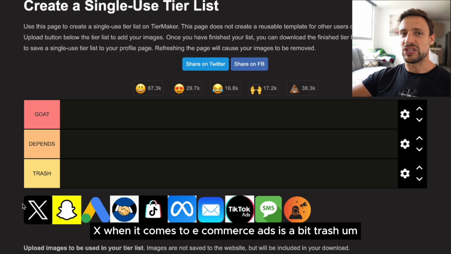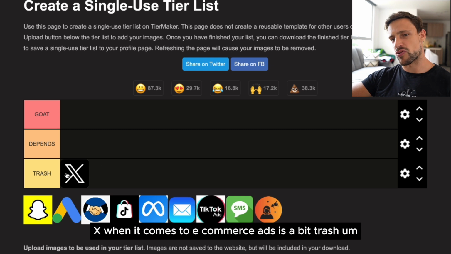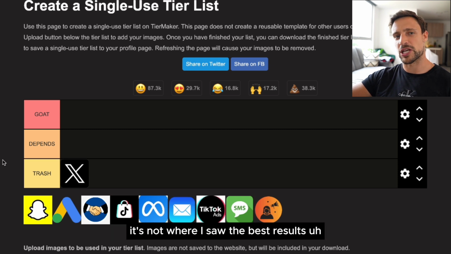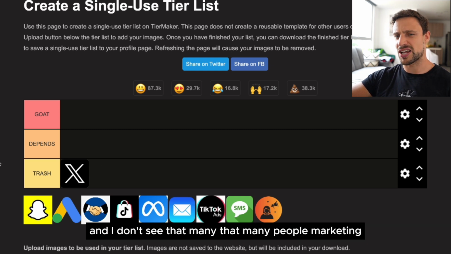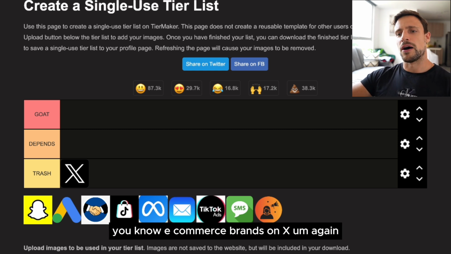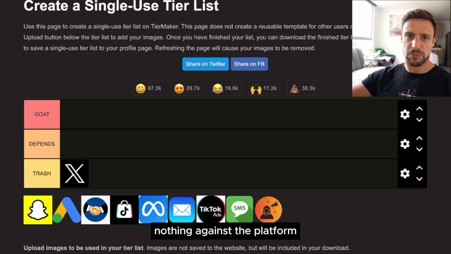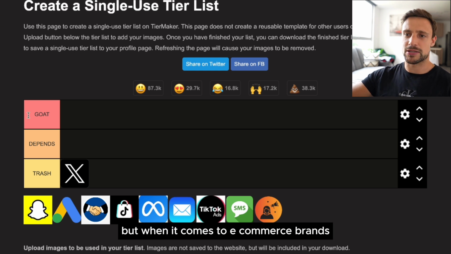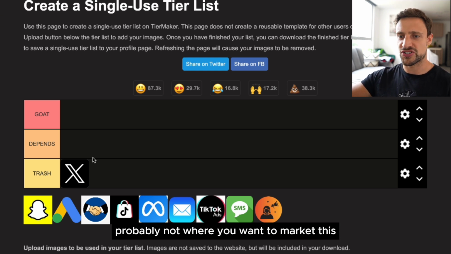X, when it comes to Ecom ads, is a bit trash. It's not where I saw the best results, to be frankly honest, and I don't see that many people marketing Ecom brands on X. Again, nothing against the platform, but when it comes to Ecom brands, probably not where you want to market this.